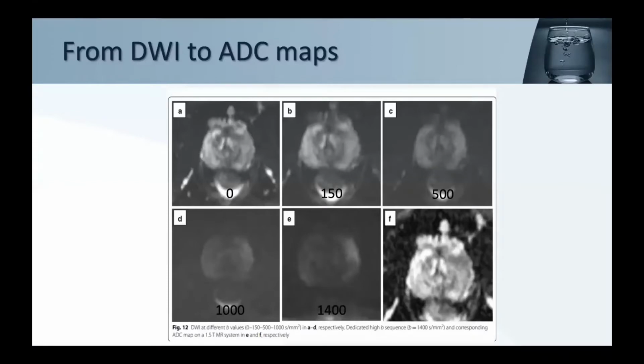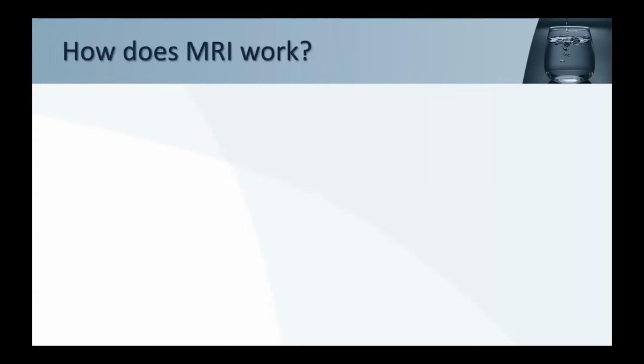So just to give you an example of what a DWI image looks like, here we have 5 DWI images and an ADC map, ADC standing for apparent diffusion coefficient. As you can see here, the DWI images allow us, with brightness, to distinguish between tissues that have a similar diffusion pattern, or a high diffusion pattern, or a low diffusion pattern. These images can then be put together and quantified to create an ADC map, which is what you see here in the bottom right. But how exactly does MRI work?